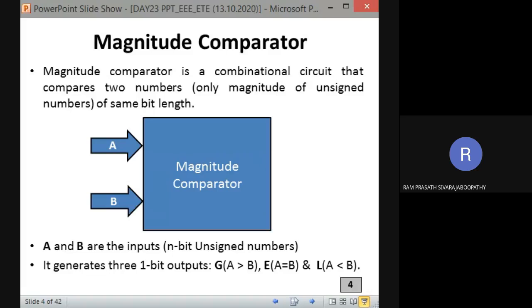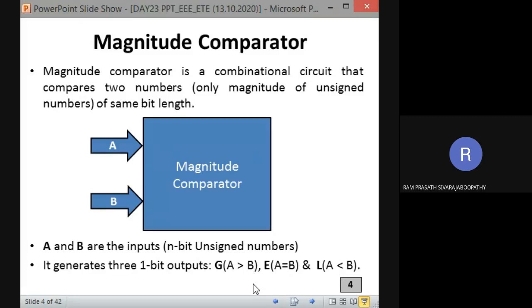Sabari Shetty, 1 or 0? I'm asking in general. Equal or not equal? Okay, equal is 1 point. Okay, what about not equal? Very good. Greater than, lesser than, equal. That's the thing we have indicated here.